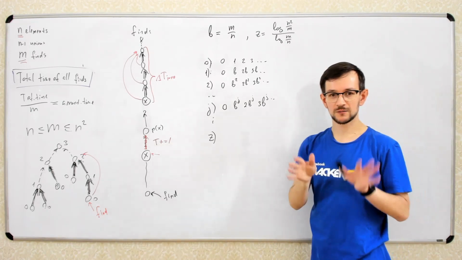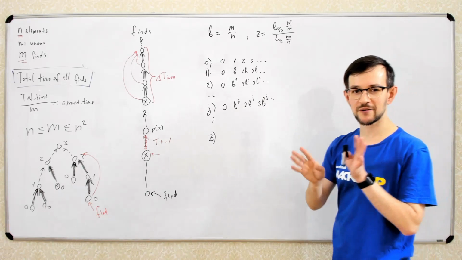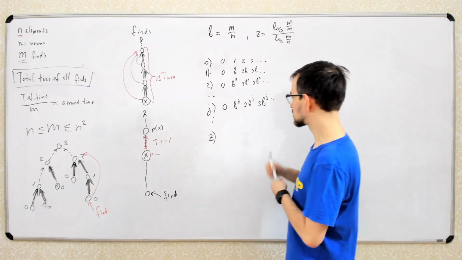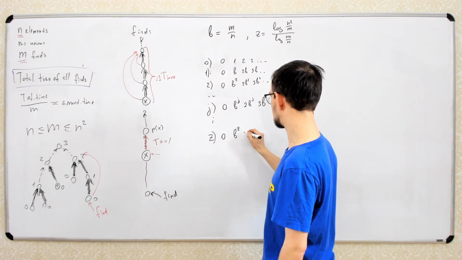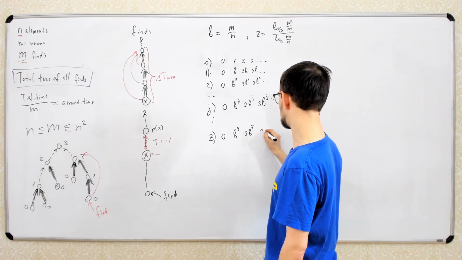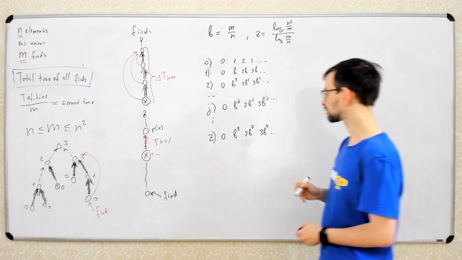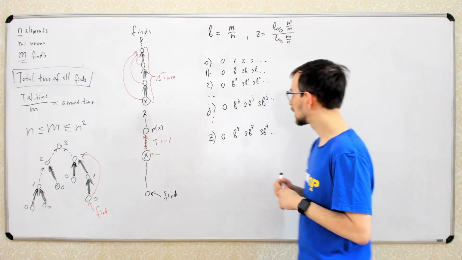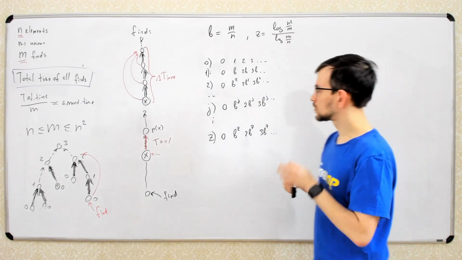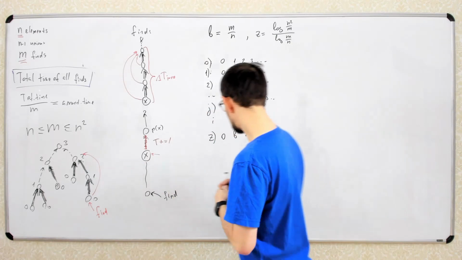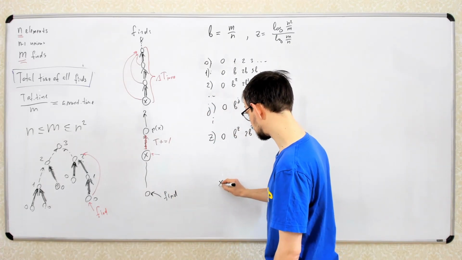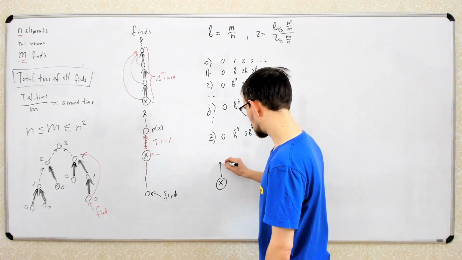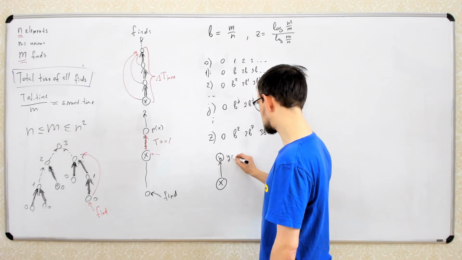It looks like magic for now, but it's fine. I will explain everything in a minute. So the final sequence will be 0, b power z, 2b power z, 3b power z, and so on. Good. Now let's look at some edge. So let's have vertex x, and we have the edge to its parent, vertex y. So y is the parent of x.